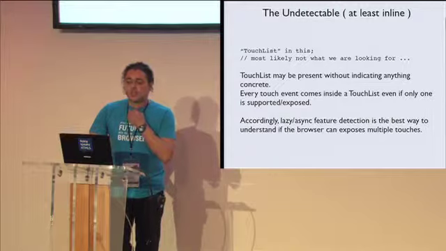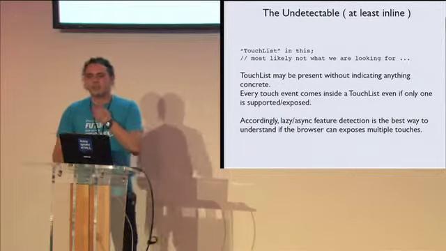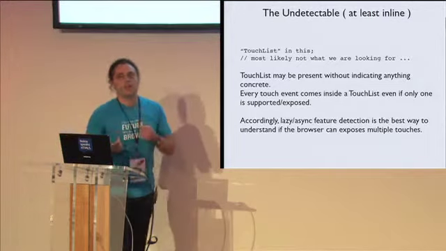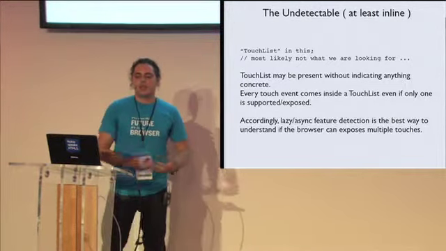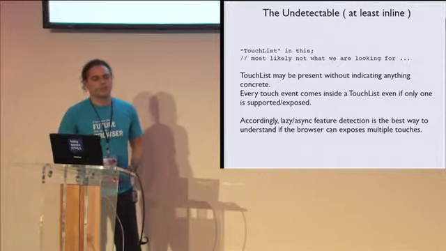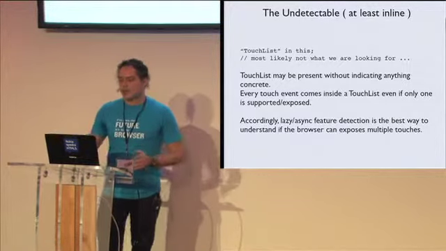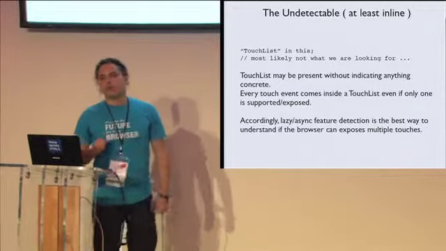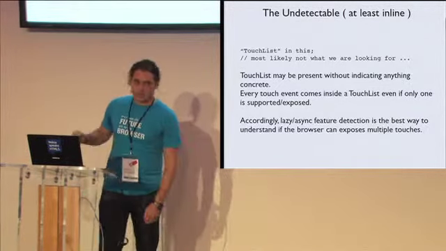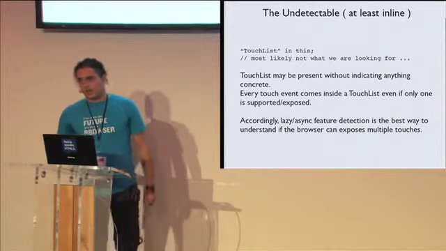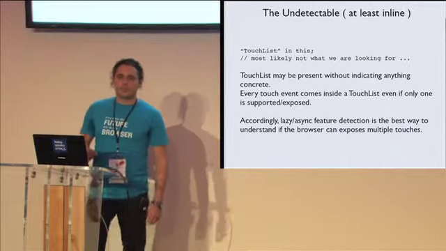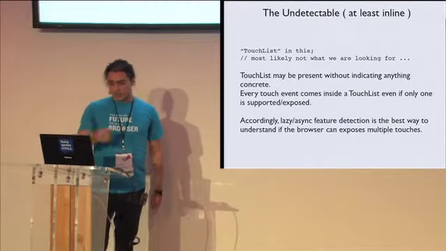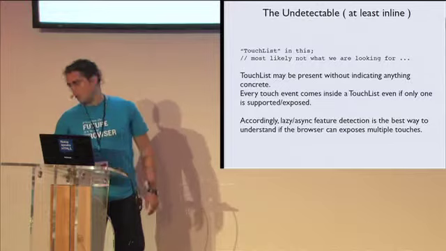The touch list is another undetectable thing, at least inline. In many browsers, the touch list interface can be there, but there's no way to create and init the touch list. So even if we do try catch, there is this library called NW event, NW event from Diego Perini. He's a maniac of feature detections. He has done so many feature detections there. When I told him about this Android 1.6, he was like, what?